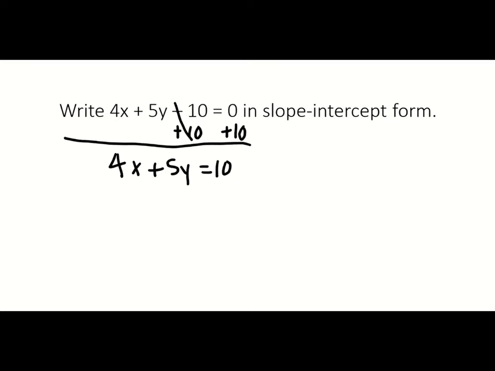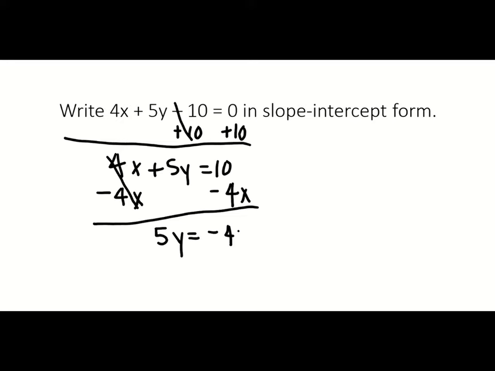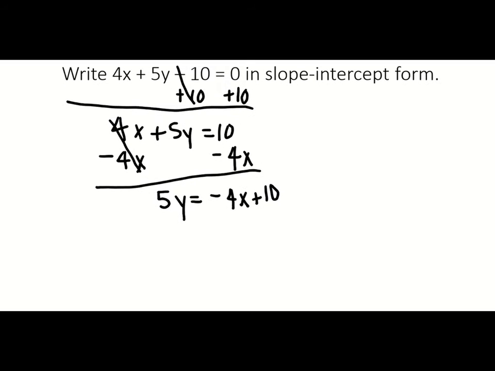Once we do that, we then want to get 5y by itself. To get rid of the 4x, we're going to need to subtract that on both sides, because the opposite of a positive 4x is a negative 4x. So we'll have 5y equals negative 4x plus 10. The last step is to get y by itself, because slope-intercept form is y equals mx plus b. So we want to divide everything by 5 to get y by itself.